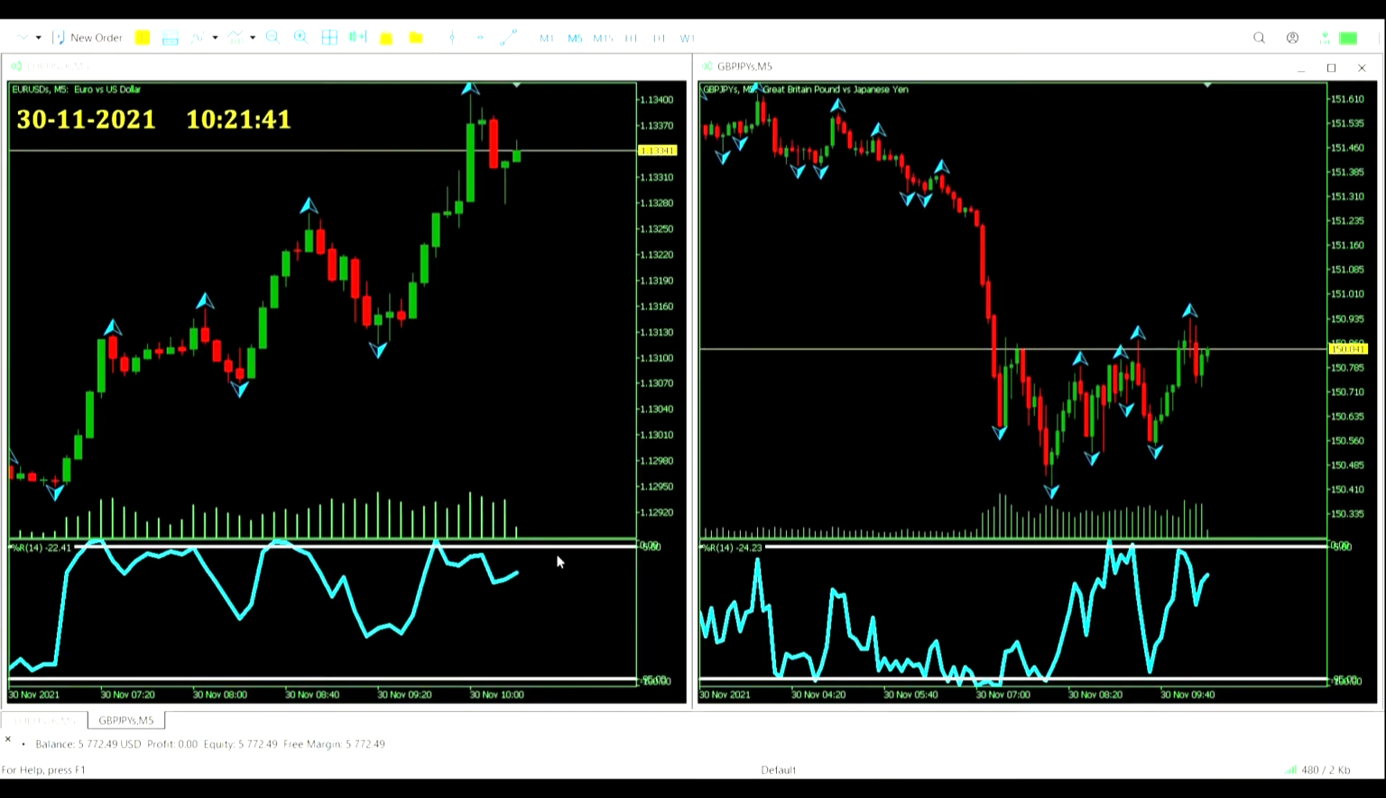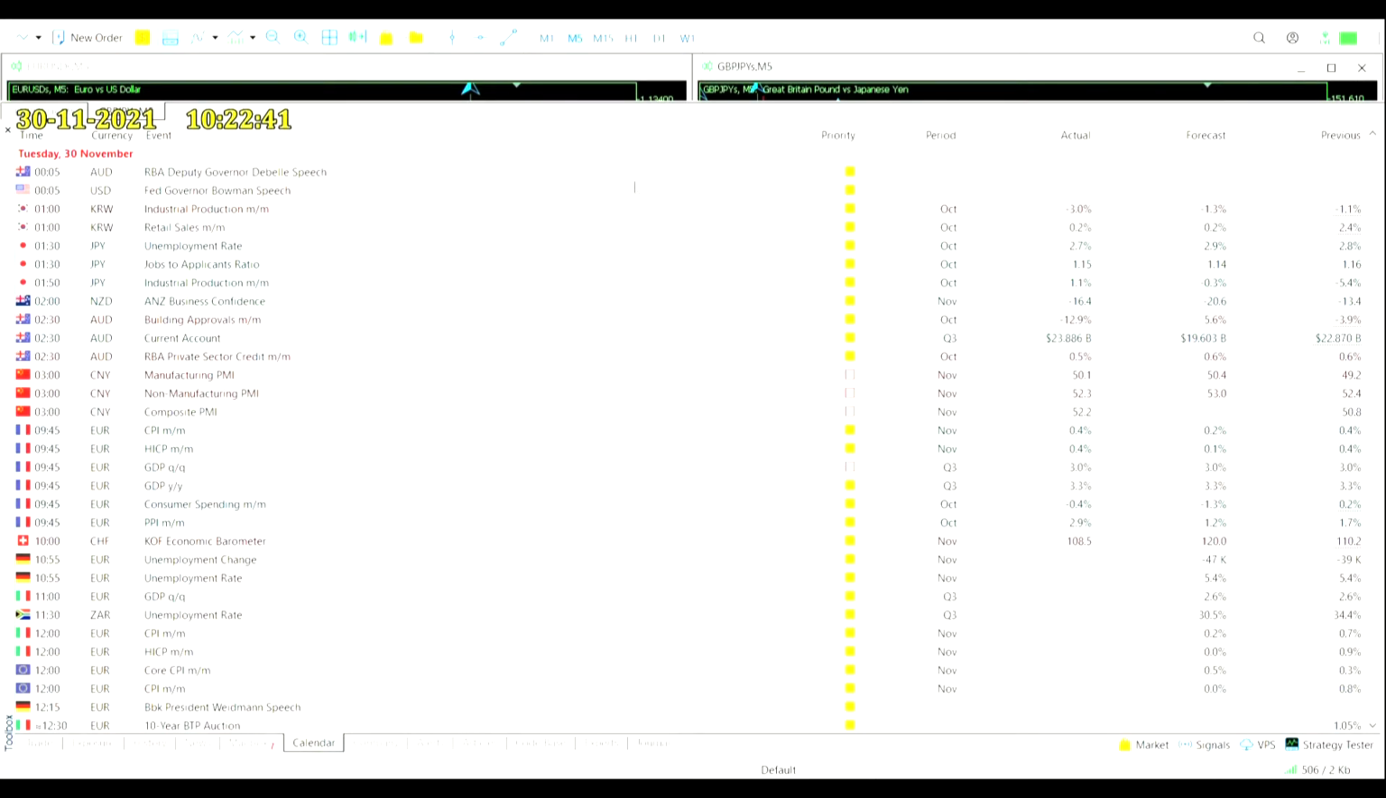What's our next setup? Well, both of these are lurking towards the overbought side. Williams percent range on the euro dollar around 21 and around about 22, 23 on the pound yen. So we'll watch for those, but let's check out our economic calendar. A lot of events going on today. Let's just check off some of the more interesting ones.